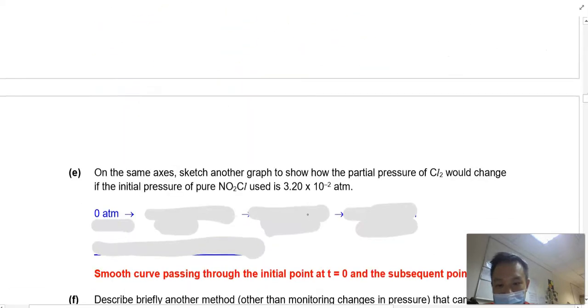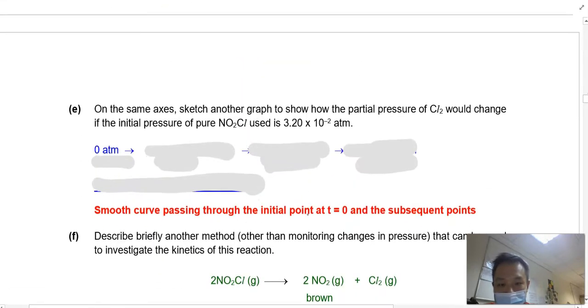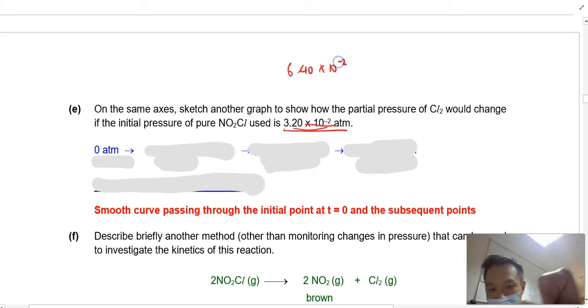Okay, moving on to E. On the same axis, sketch another graph to show how the partial pressure of Cl2 will change if the initial partial pressure of NO2Cl used is 3.20 times 10 to the power minus 2 atm. Okay, so compared with the earlier example, just now, we start off with 6.40 times 10 to the power minus 2 atm.